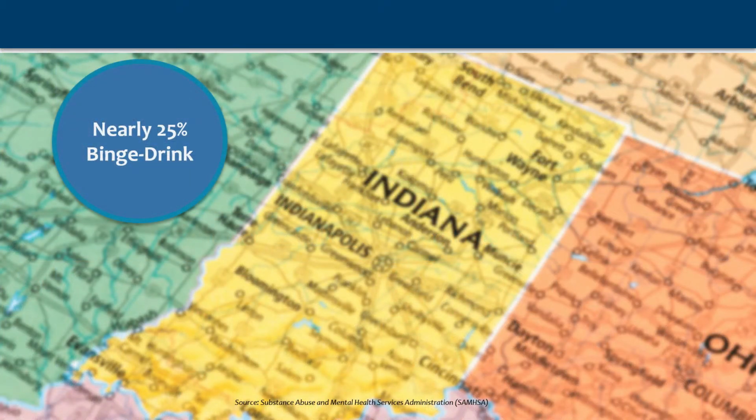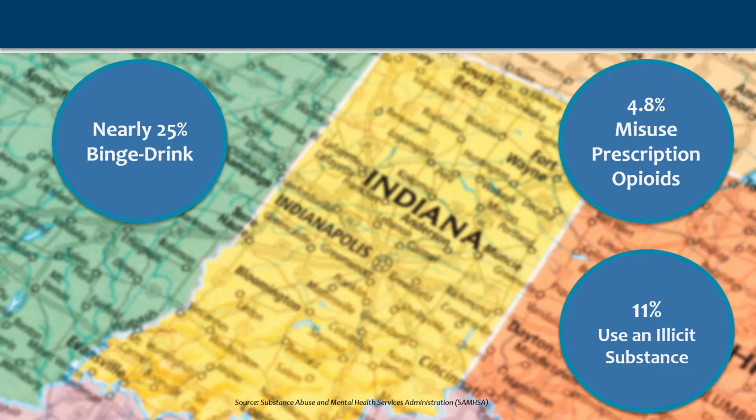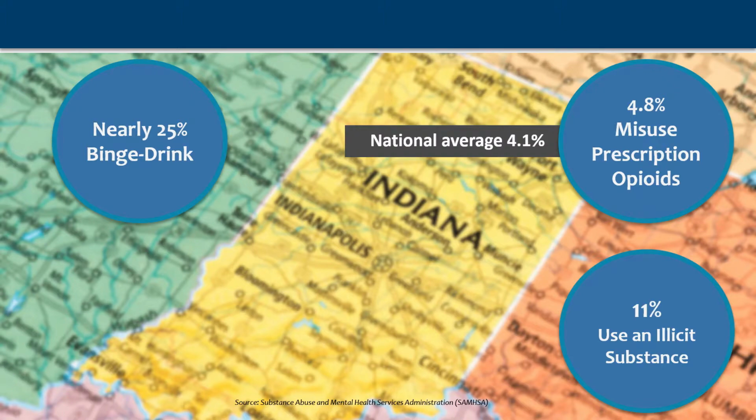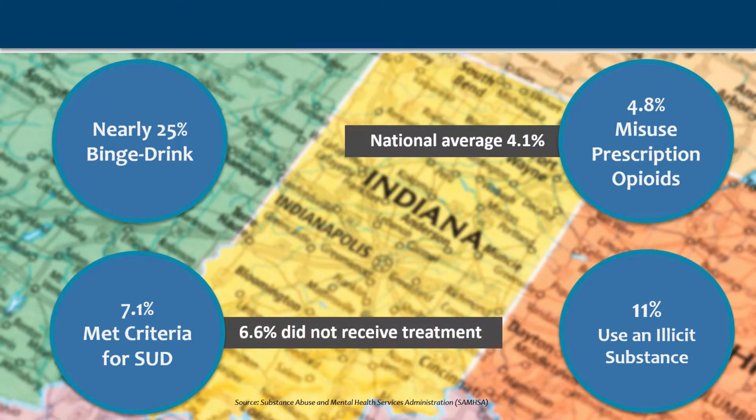In Indiana, nearly 25% of Hoosiers aged 12 and older engage in binge drinking in the past month, and more than 1/10, 11%, used an illicit substance. Specific to prescription opioids, 4.8% reported misuse within the past year. This is above the national average of 4.1%. Furthermore, 7.1% of Indiana residents met criteria for substance use disorder, SUD, in the past year, and 6.6% needed but did not receive treatment for their SUD.